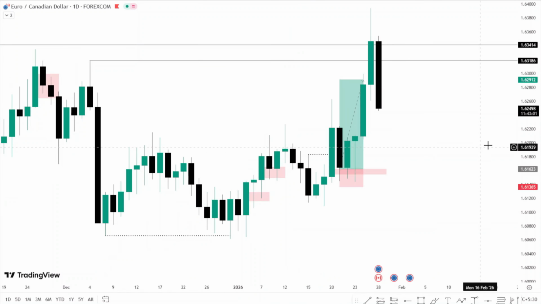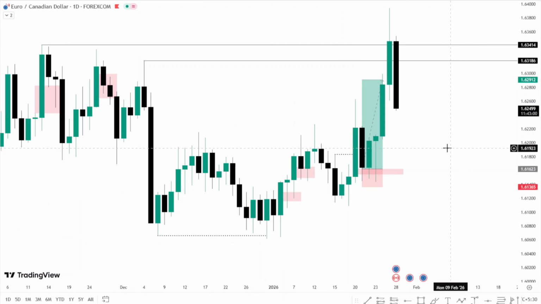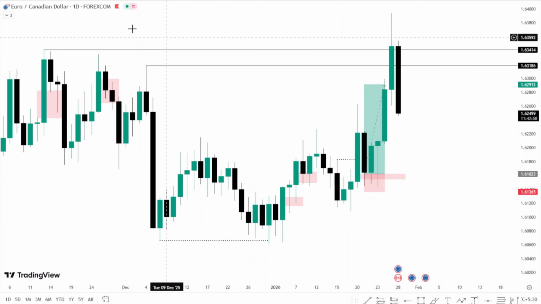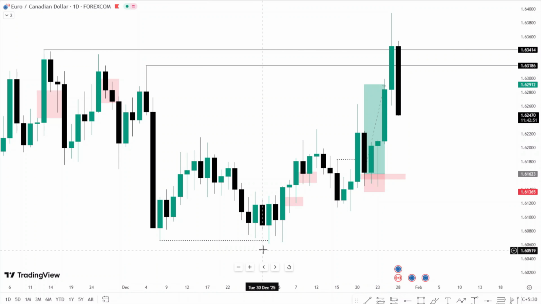So this is the EURCAD one. This is the daily time frame in EURCAD. On the daily time frame, the first thing we are looking for is liquidity sweeps. The liquidity sweep happened right over here. And then the next thing we need to look for is where the price is most likely to go. Then I noticed that there are a couple of liquidity areas right over here.